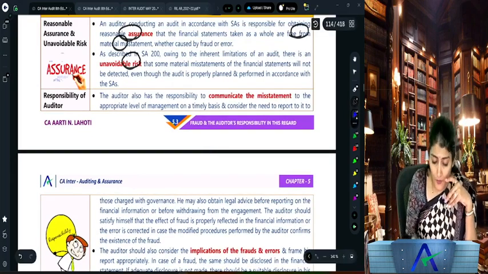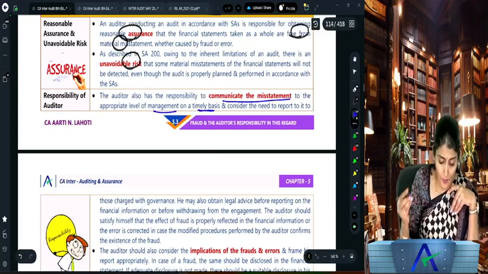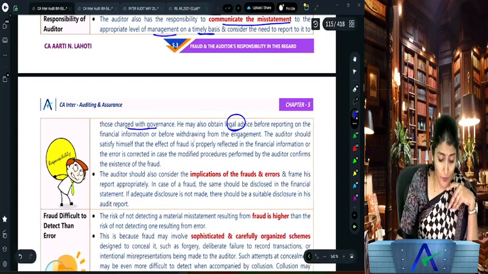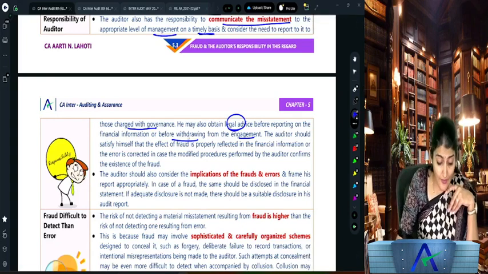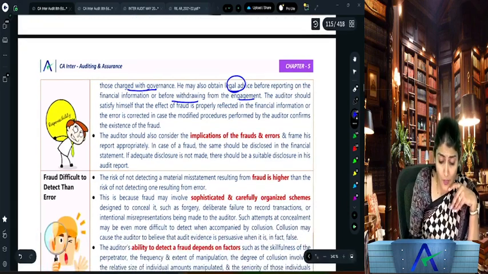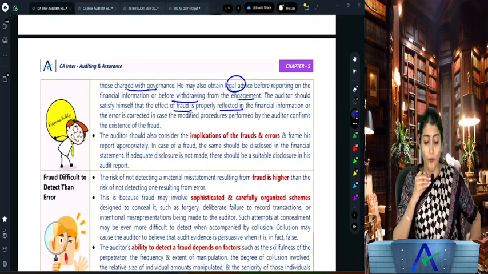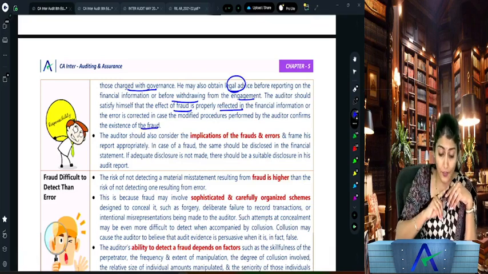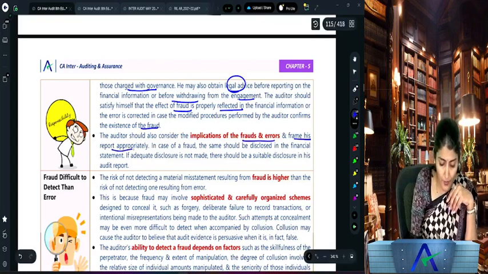The auditor also has the responsibility to communicate the misstatement to the appropriate level of the management and consider the need to report to TCWG. He may also obtain legal advice before reporting on the information or before withdrawing from the engagement. The auditor should satisfy himself that the effect of fraud is properly reflected in the financial information, and if needed, he performs modified procedures to confirm the existence of the fraud. The auditor should consider the implications of the fraud and error and frame his report appropriately.